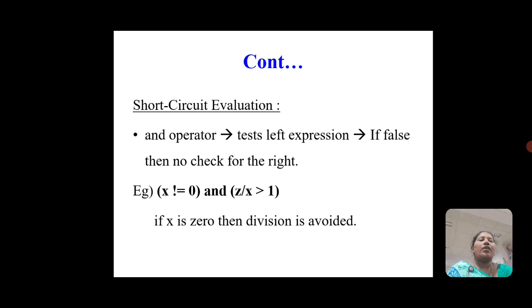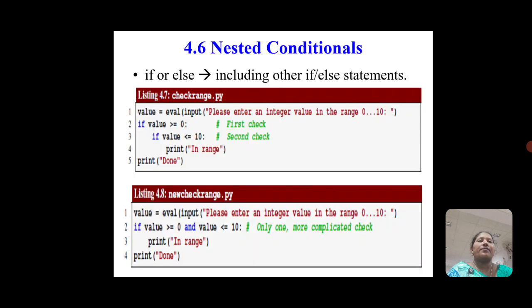Here you have one short circuit evaluation. If you are using an and operator in a compound expression and the left side expression is false, then it will not evaluate the right side expression. For example, x not equal to 0 and z by x greater than 1. If x is equal to 0, the first expression is false, so it will never evaluate the second expression after the and keyword. This is what is called short circuit evaluation.